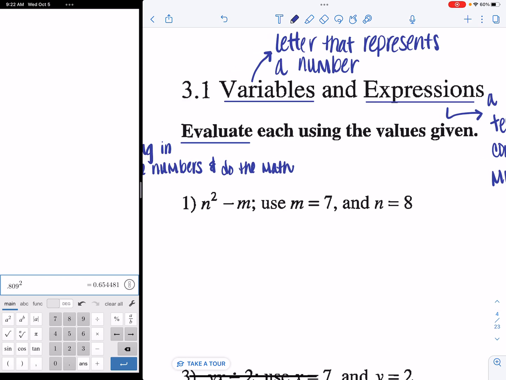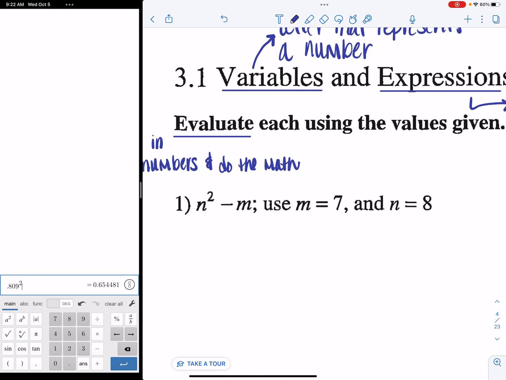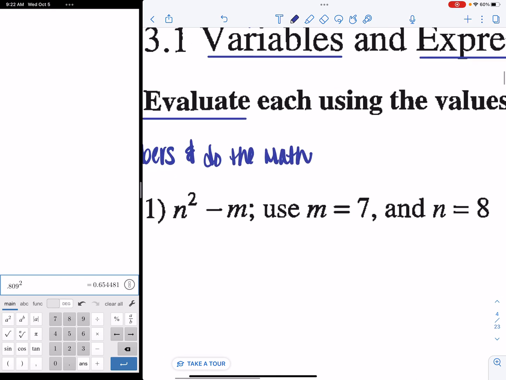So here we go. I like to think of expressions like this as a place where we're going to dig a hole. And we're going to dig a hole everywhere there's a variable. So my first step is going to be to rewrite the expression, leaving holes where the variables should be.